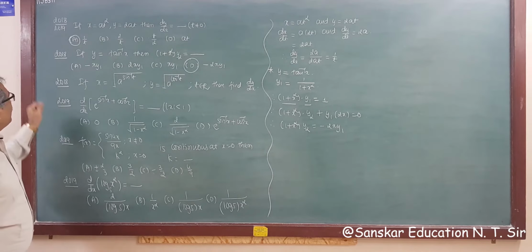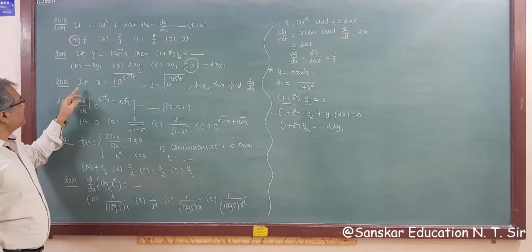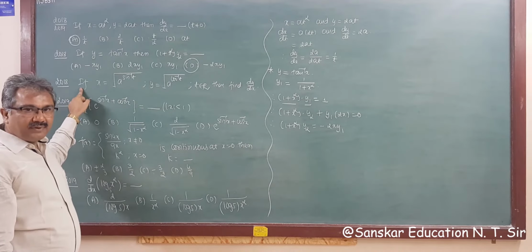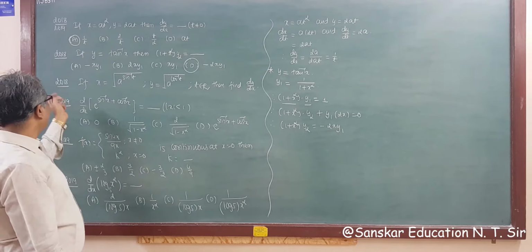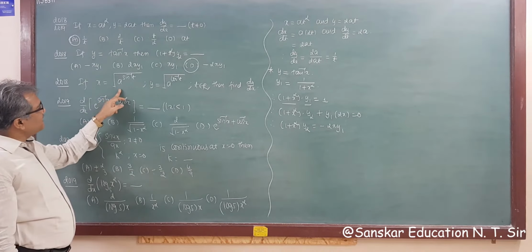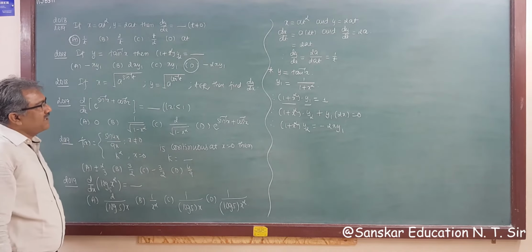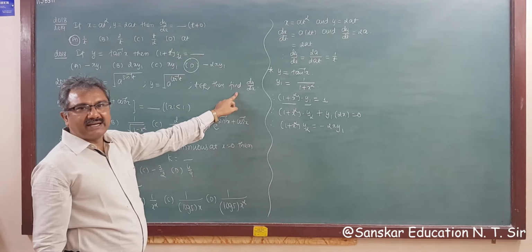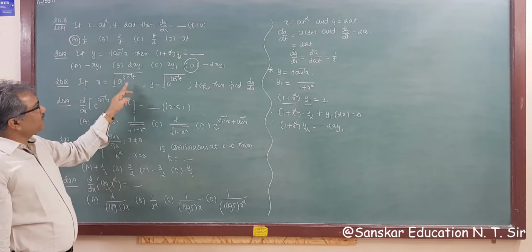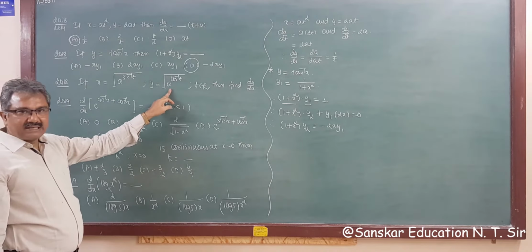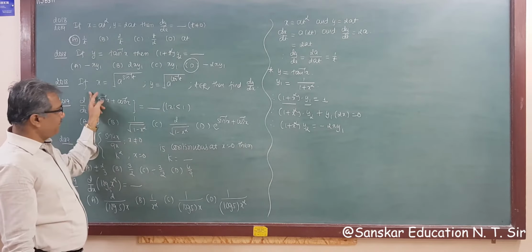Right? Now again the second question is from the 2018 exam, and this is for 2 marks. Given that x is equal to under root of a to the power sin inverse t and y is equal to under root of a to the power cos inverse t, then find dy by dx. So here x is given as an under root of this and y is given as an under root of this. So we multiply both.